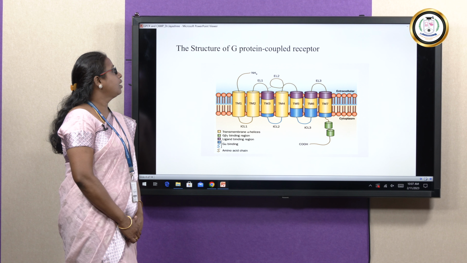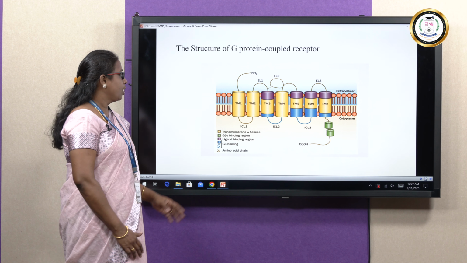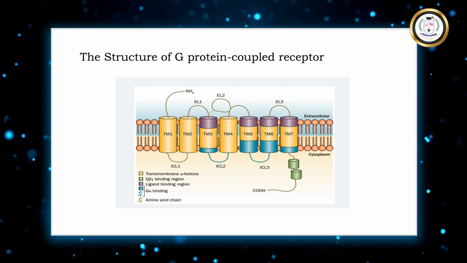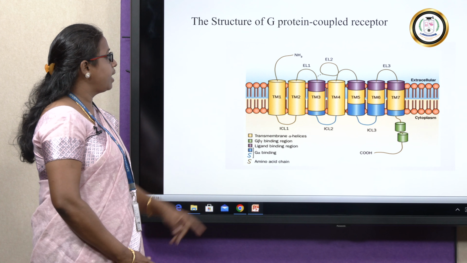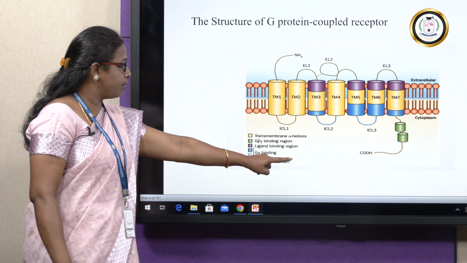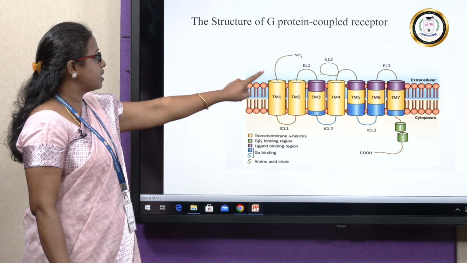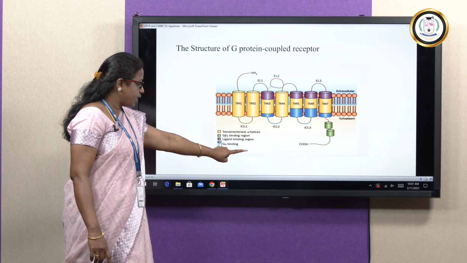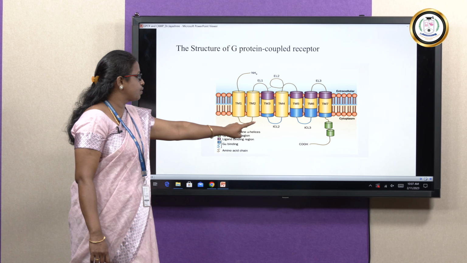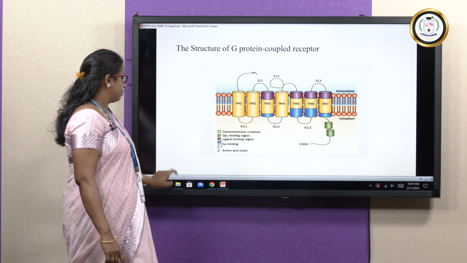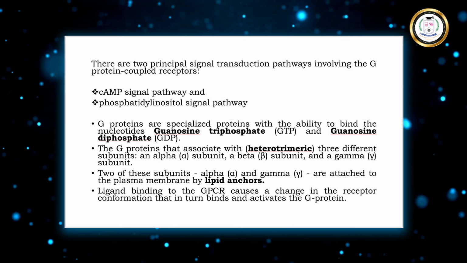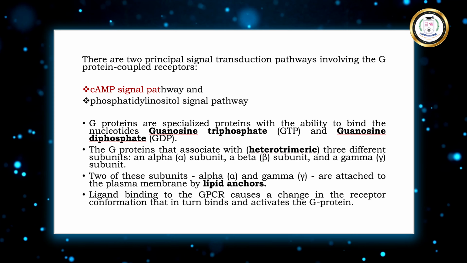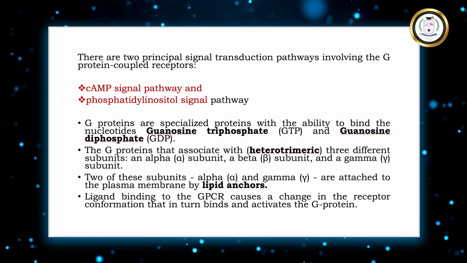For the structure of a G-protein coupled receptor, this image clearly shows the 7 transmembrane helices present in the plasma membrane, and the N-terminal end and C-terminal end. On the extracellular side, the ligand binding site is shown clearly. On the cytoplasmic or intracellular surface is the G-protein binding site. There are two principal signal transduction pathways involved in G-protein coupled receptors: one is the cAMP pathway, and the other is the phosphatidylinositol signaling pathway.